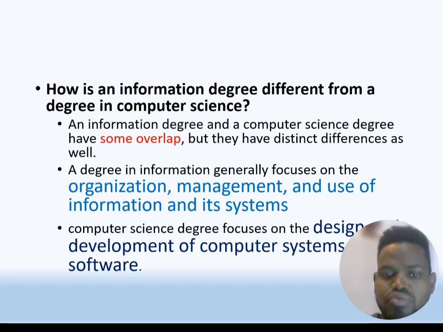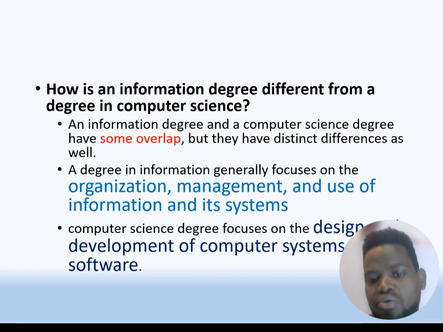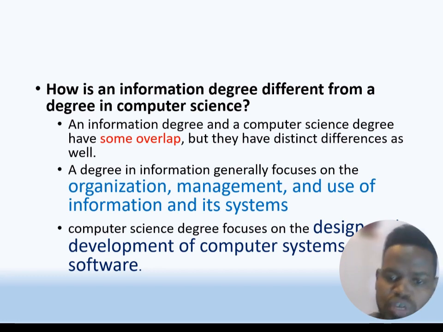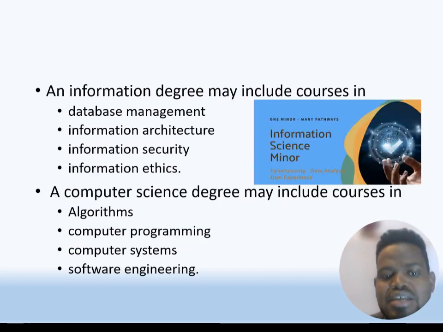There is a big difference between information technology, information science, and computer science. For example, a degree in information science focuses on the organization, management, and use of information and its systems, or information systems, or use of information technology. A computer science degree focuses basically on the design and development of computer systems, algorithms, or software. So the focus of information science is not developing software, but the software that can manage information systems will be developed by information professionals and also by computer science professionals, so there is overlap between them.